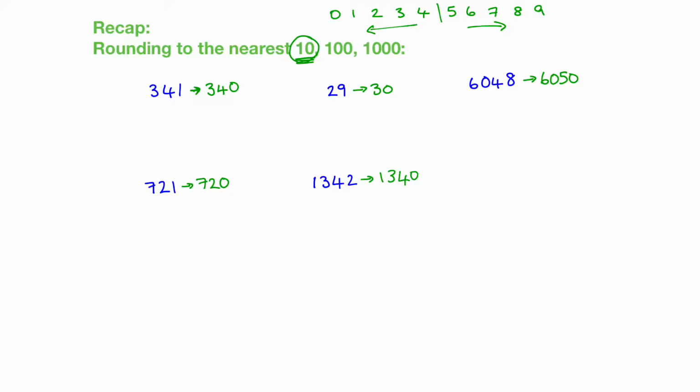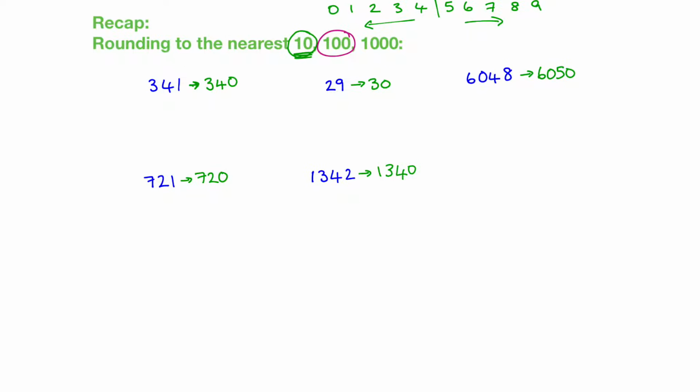Okay, so what we're going to do first of all is in pink, we're going to round 2 of these to the nearest 100. So we're going to start with 29. Here, we're going to round 29 to the nearest 100. Okay, so our hundreds digit in 29, how many hundreds have we got? Well, our hundreds digit would be there, wouldn't it? So we haven't actually got any hundreds. So we've got no hundreds in 29.